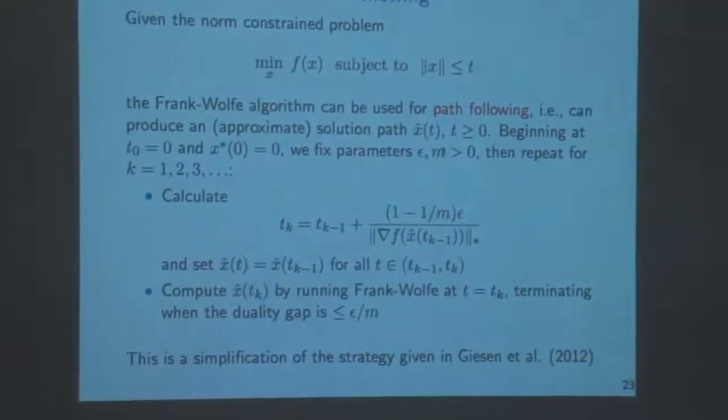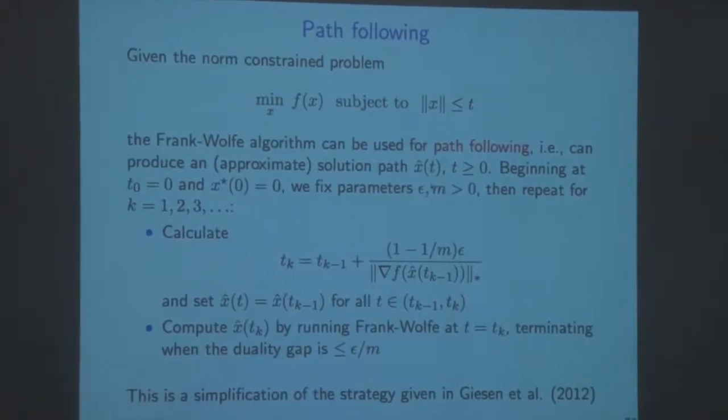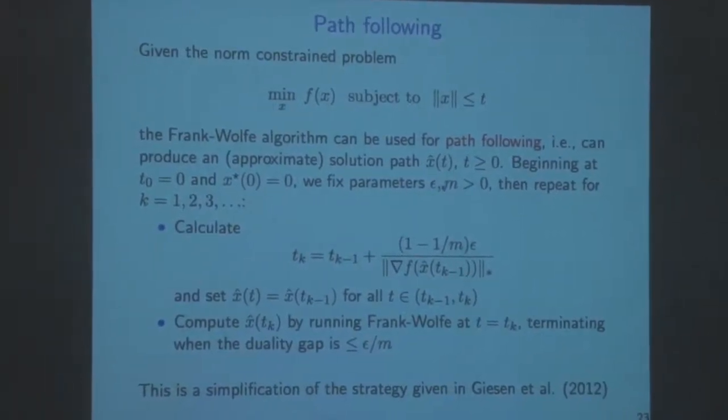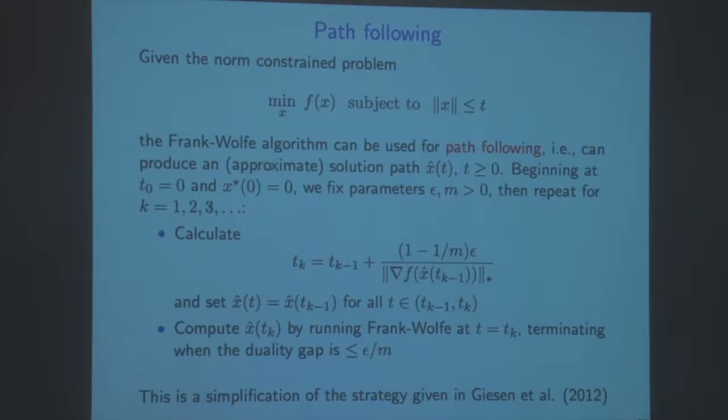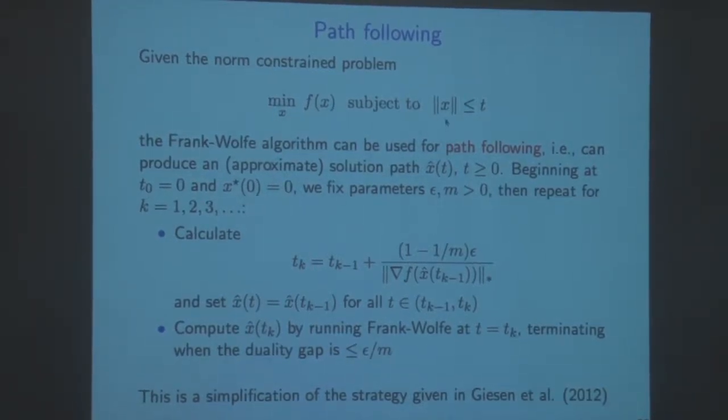So you fix this parameter epsilon, which is how far you want to deviate from the solution path. Say 0.01 or something. And you fix another parameter m, which should be something that's larger than 1, because you're going to solve inner problems at the accuracy epsilon over m. And you're going to repeat the following steps. So first, we're going to start at 0, because assuming this is a norm, if we take t as 0, then the solution is just 0. So we're going to start at 0. It's the easiest place to start.